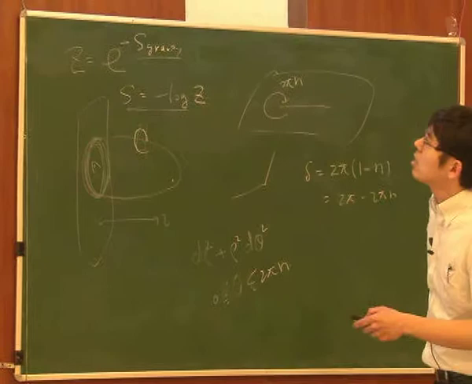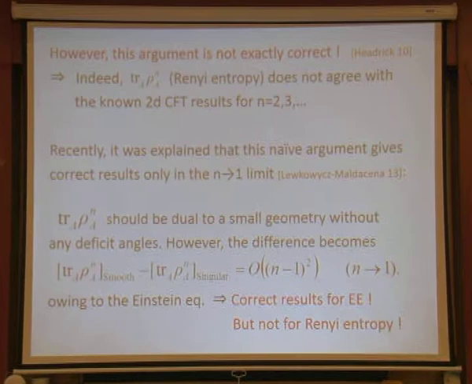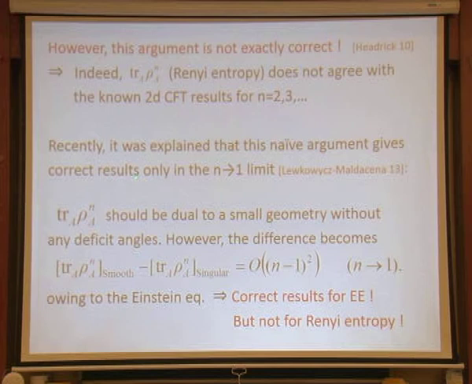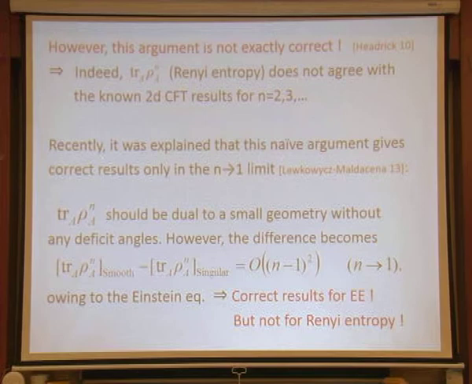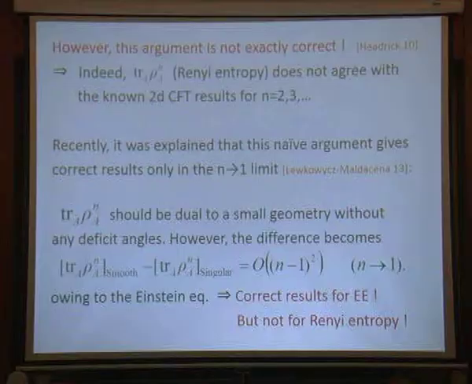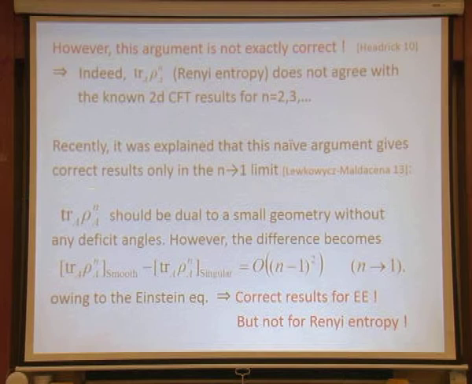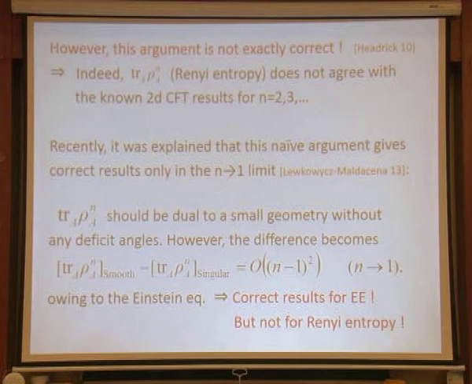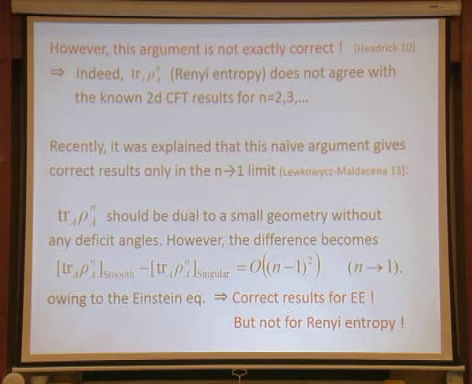And indeed, if we compute the entanglement entropy, it somehow matches what we expect. But if we compute Renyi entropy in the AdS3 setup, we have a really serious disagreement between this naive calculation and the real calculation in CFT. We roughly understood this kind of behavior, but recently it was explained in detail that this naive argument actually gives a correct result only in the n goes to 1 limit. In other cases, of course, we don't get this nice result. The argument by Lewkowycz and Maldacena has a lot of detail, but I pick up some essence, and it's just this one.